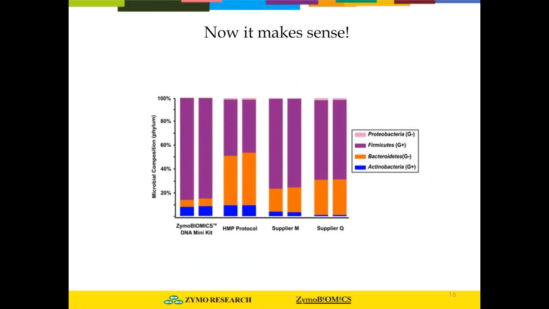So now let's go back and look at this figure again. When compared to the profile generated using the ZymoBIOMICS DNA Mini Kit, the other 3 protocols have overrepresentation for Proteobacteria and Bacteroidetes, and underrepresentation for Firmicutes and Actinobacteria. Coincidentally, most Proteobacteria and Bacteroidetes are gram-negative, easier to lyse, and Firmicutes and Actinobacteria are mostly gram-positive, tough to lyse. This again indicates that the other 3 DNA extraction protocols bias towards easy-to-lyse microbes.